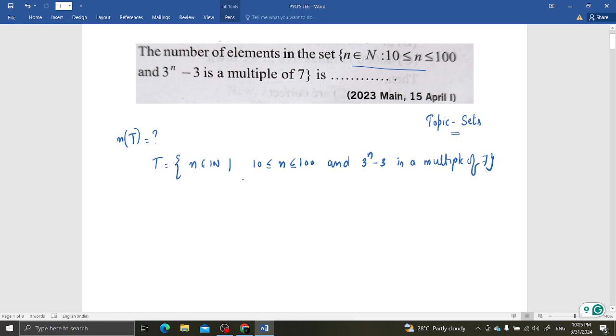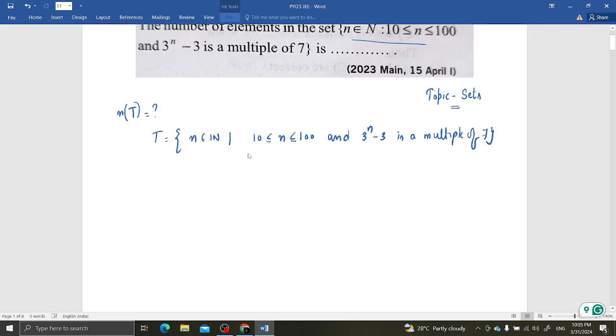So observe here. What is the meaning of that one? 3 raised to the power n minus 3 is a multiple of 7. The meaning of this is 3 raised to the power n minus 3 is 7 times k, where k belongs to integers, or we can say 3 raised to the power n equals 7k plus 3 where k belongs to Z. The meaning of this one is if we divide 3 raised to the power n by 7, then it leaves remainder 3 after dividing by 7. That is the meaning.